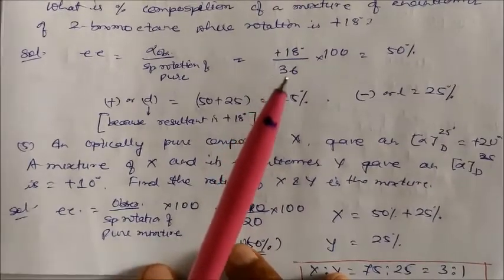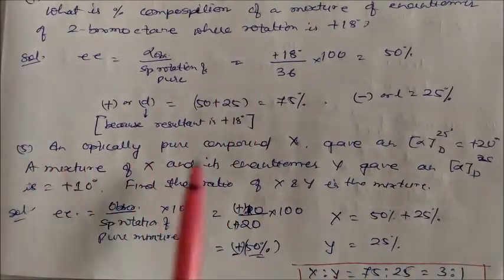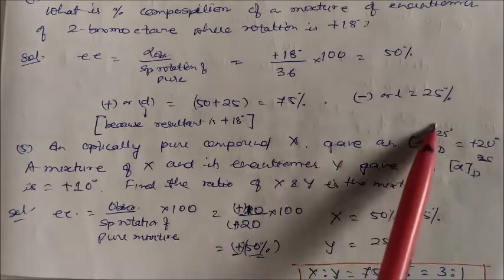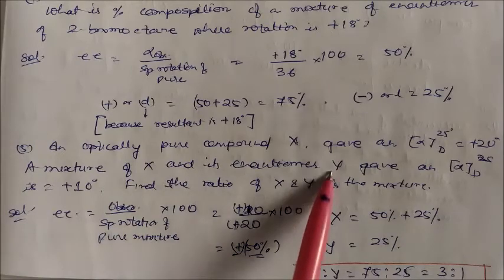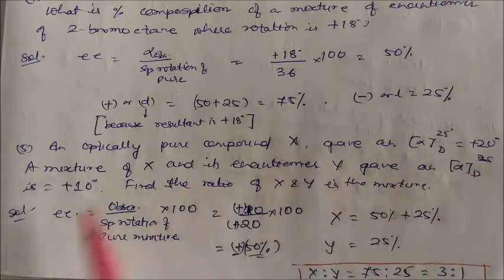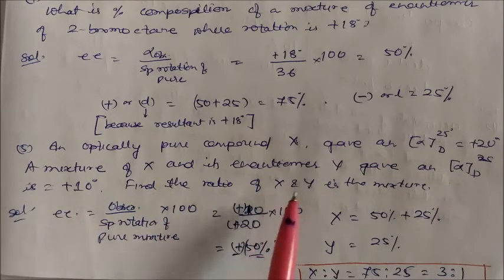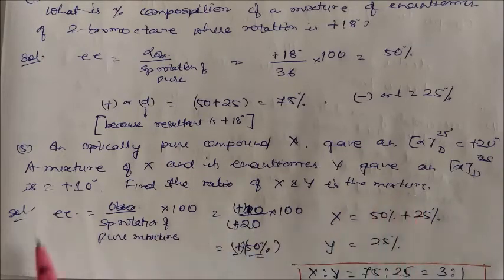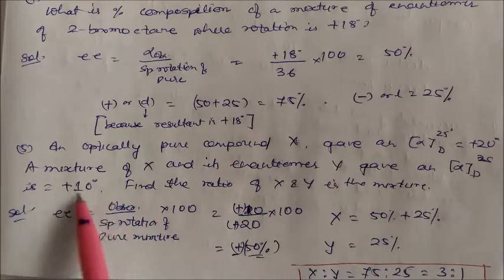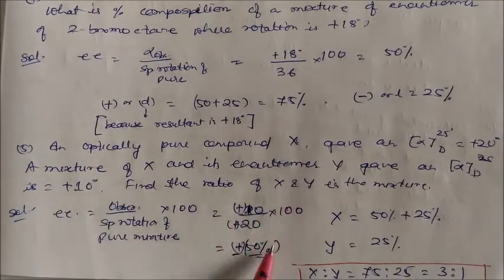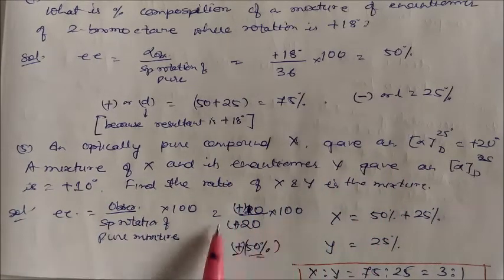Next question. An optically pure compound X gave an alpha D of plus 20 degrees, and a mixture of X and its enantiomer Y gave an alpha D of plus 10 degrees. Find the ratio of X and Y in the mixture. Use the same formula: EE is equal to the observed rotation divided by the specific rotation of the pure compound, multiplied by 100. The observed rotation is plus 10 degrees, this is your impure mixture, divided by 20, your pure one. Multiplied, you will get 50%.